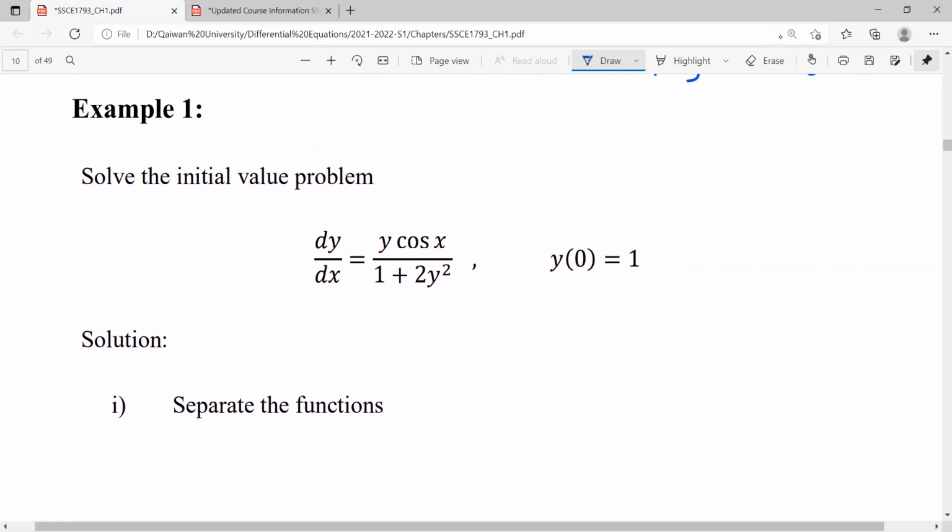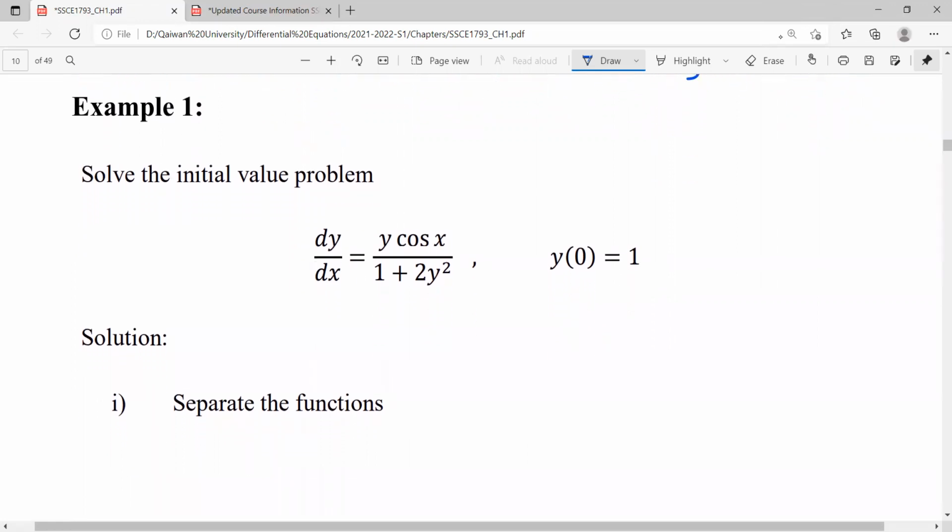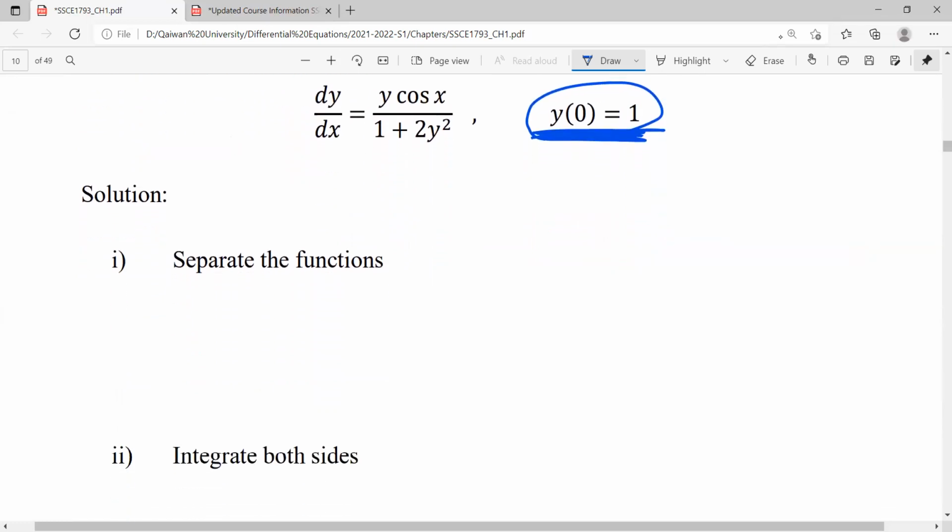Here you have an example. We have been given an initial value problem, and we should solve it. The initial condition is given only for finding the constant that you get after taking the integration. We use it at the last step, for finding the value of the constant that you get during the integration. First, we should separate the variables.